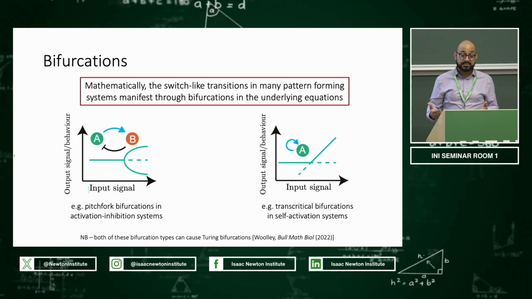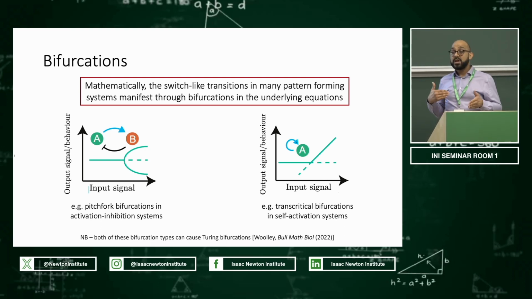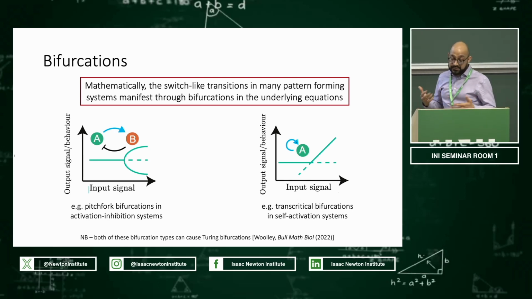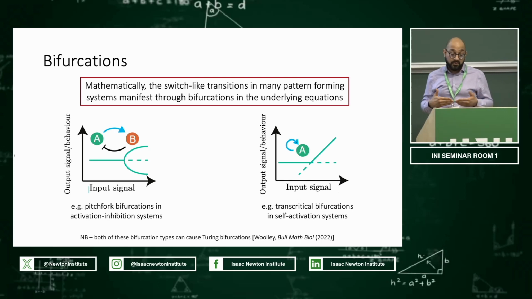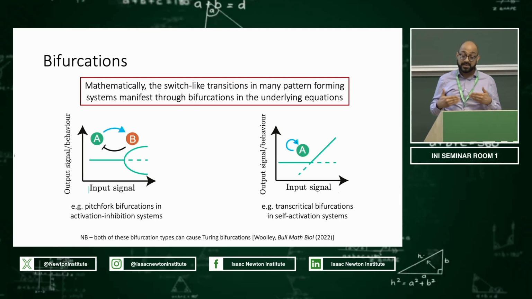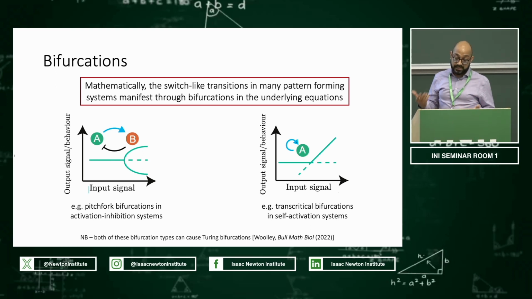Very often, patterns in these systems manifest through a change in stability of some process. Some self-accelerating interaction takes over from a self-decaying interaction. And this means that many types of biological pattern manifest mathematically through bifurcations or phase transitions, by a sudden change in output for a small change in input.